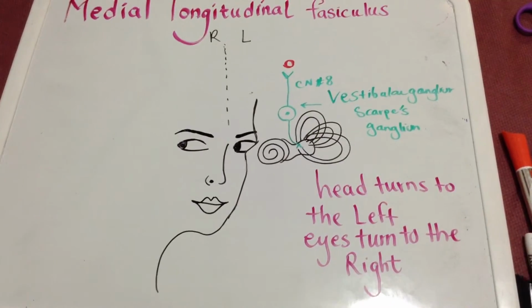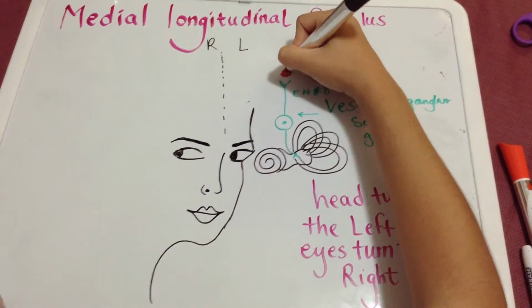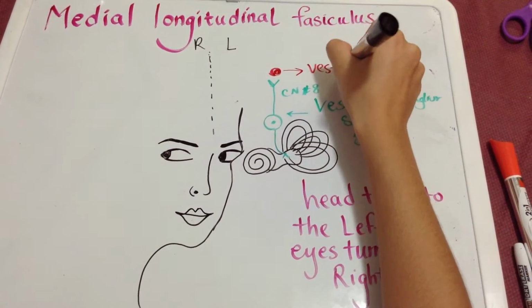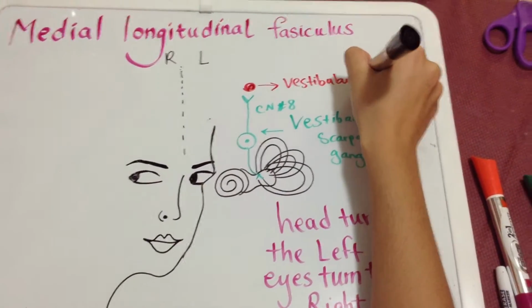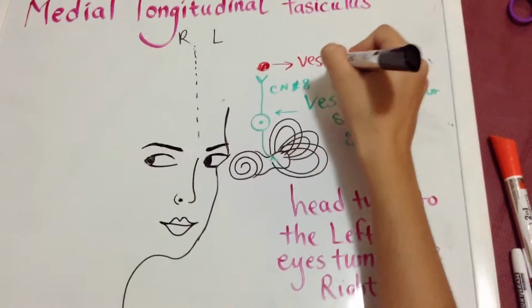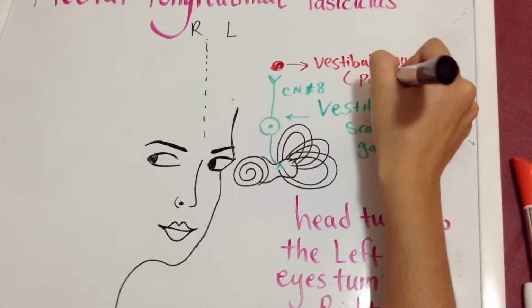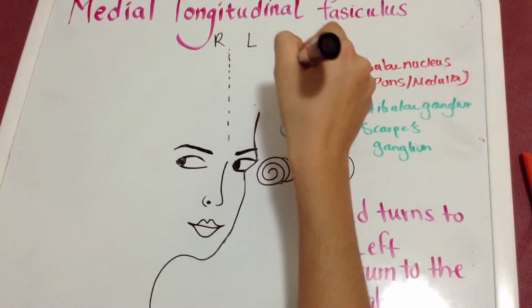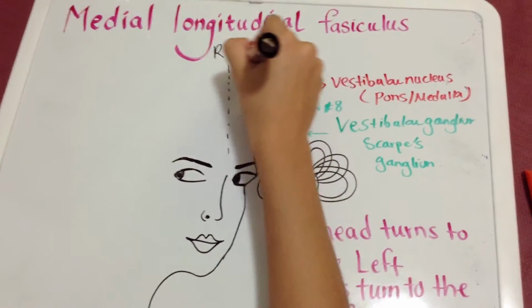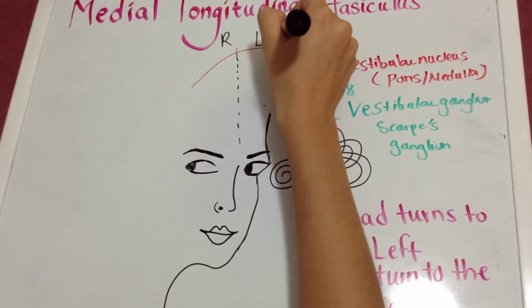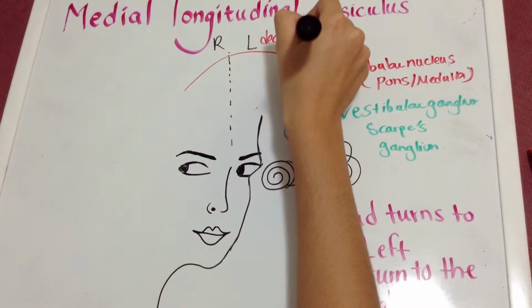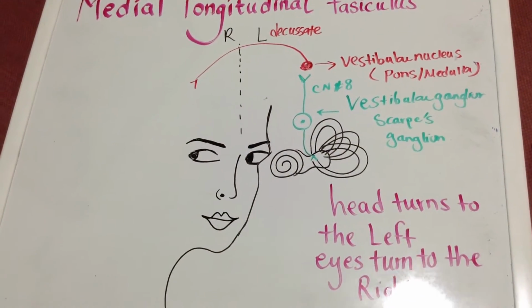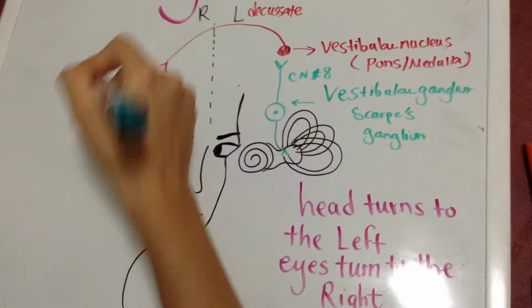Next, this nerve will synapse with vestibular nucleus at the levels of pons or medulla. And once after it synapses over here, it will decussate. It just means that it goes to the contralateral side. It will go to the contralateral side and it will synapse with parapontine reticular formation.